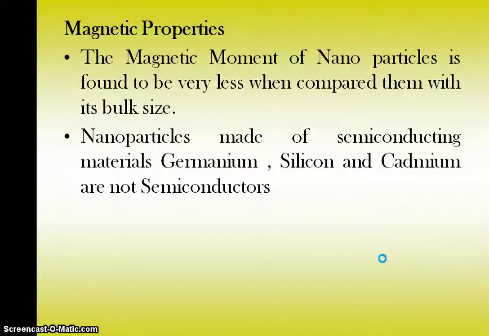And for magnetic properties, the magnetic moment of nanoparticles is found to be very small when compared with its bulk size. Nanoparticles are made of semiconducting materials such as germanium, silicon, and cadmium.